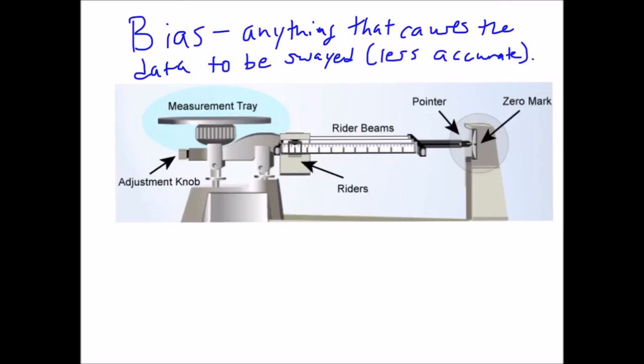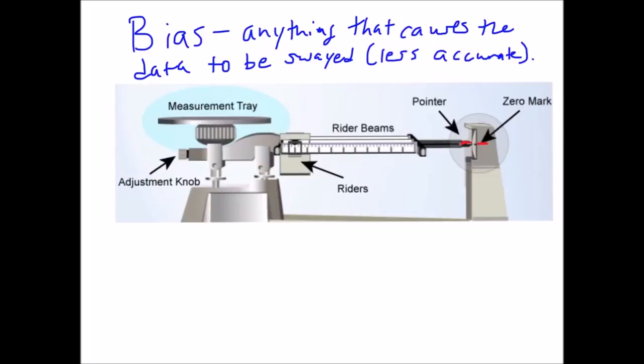Now let's talk about bias. Bias is anything that causes the data to be swayed or be less accurate, be further away from the true or accepted value. So what you're looking at right now is a triple beam balance. On a triple beam balance, we have two lines. You have a line over here, and you have a line here. And this is the zero line.